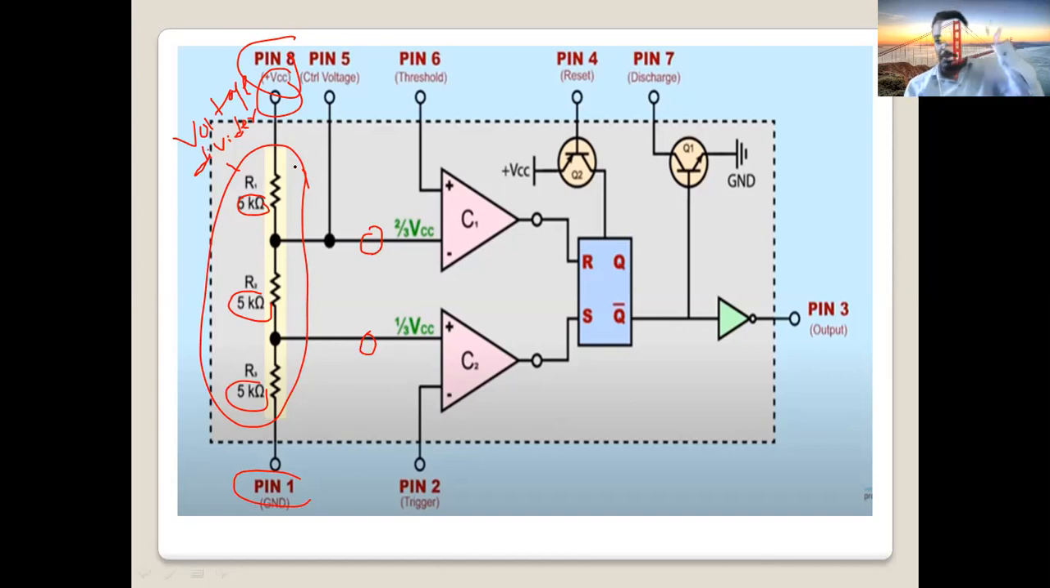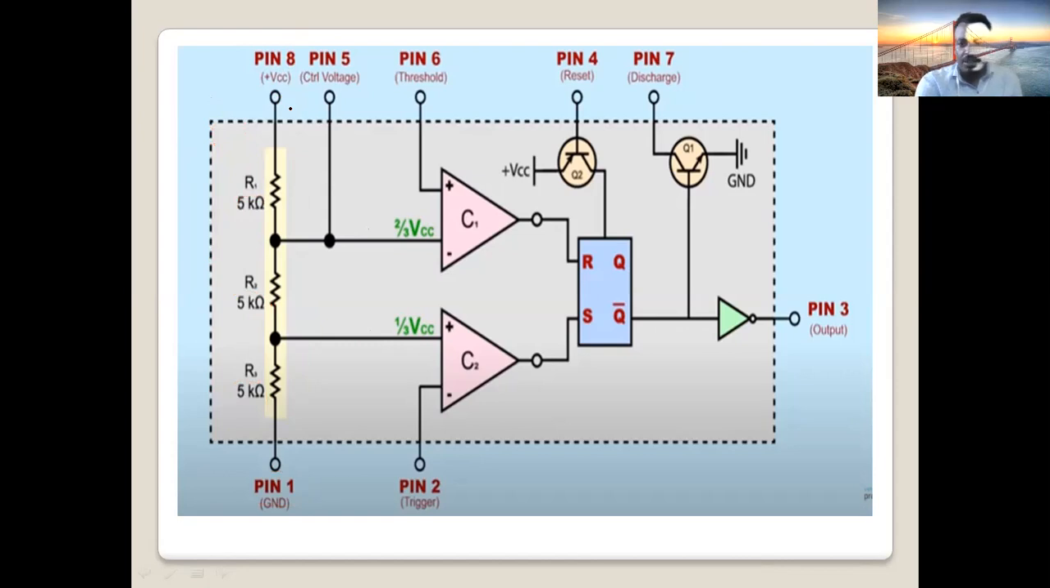Whatever voltage you connect at pin 8 is divided into two. It's better to understand this by example. Let's say you apply a 9-volt battery here. These resistors divide the voltage. The 9 volts is connected to ground at pin 1. One voltage is divided and given to comparator 1. Another voltage here is given as input to comparator C2.